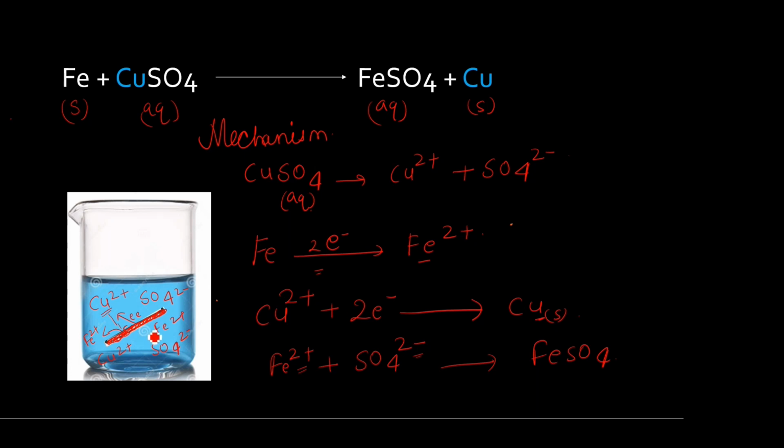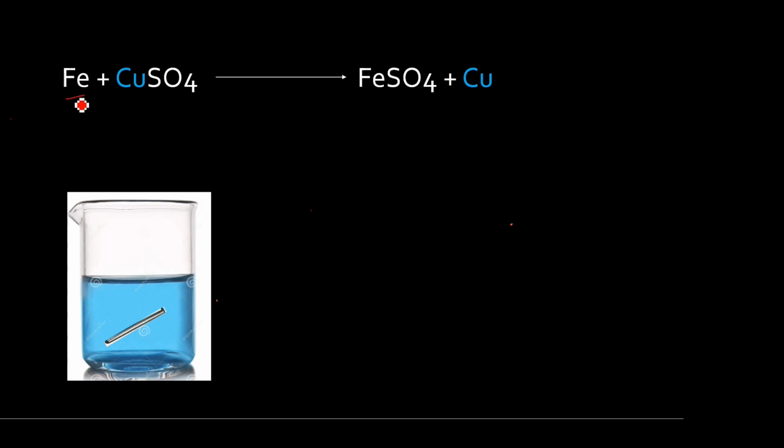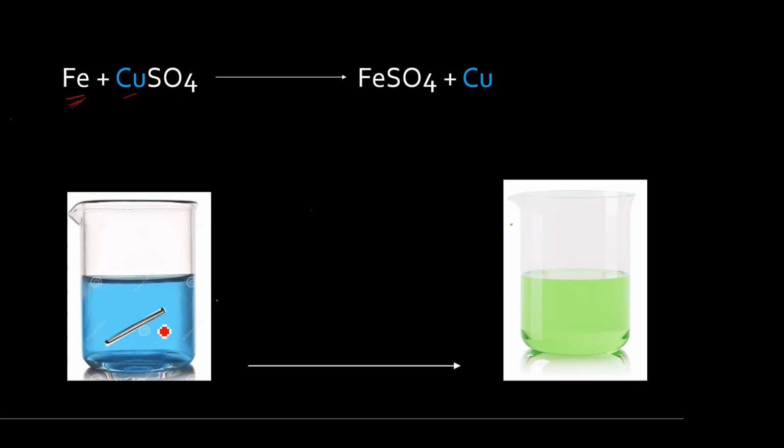So from here we can say that iron is more reactive than copper and hence iron will displace copper from copper sulfate solution. So iron is placed above copper in the reactivity series. That's why iron will displace copper from copper sulfate solution. So when iron nail is dipped in copper sulfate solution, the blue color of the solution will change into light green color due to the formation of iron sulfate and the red-brown layer of copper is deposited on the iron nail.